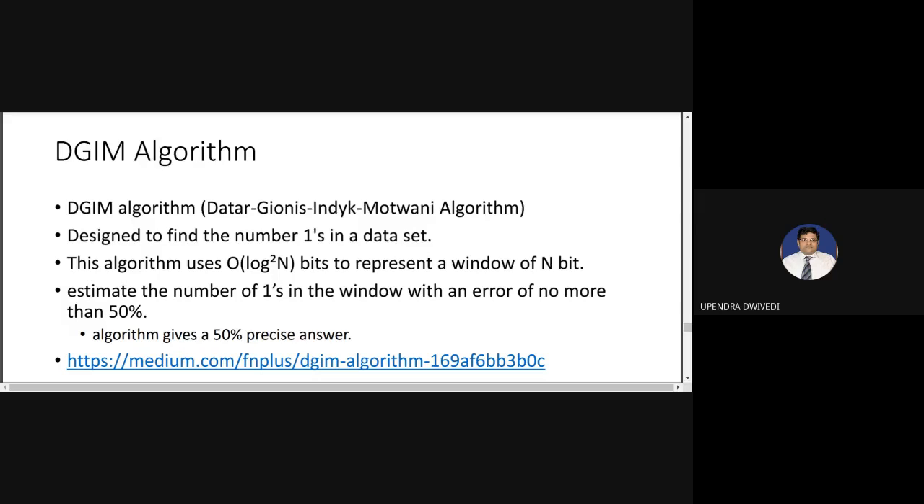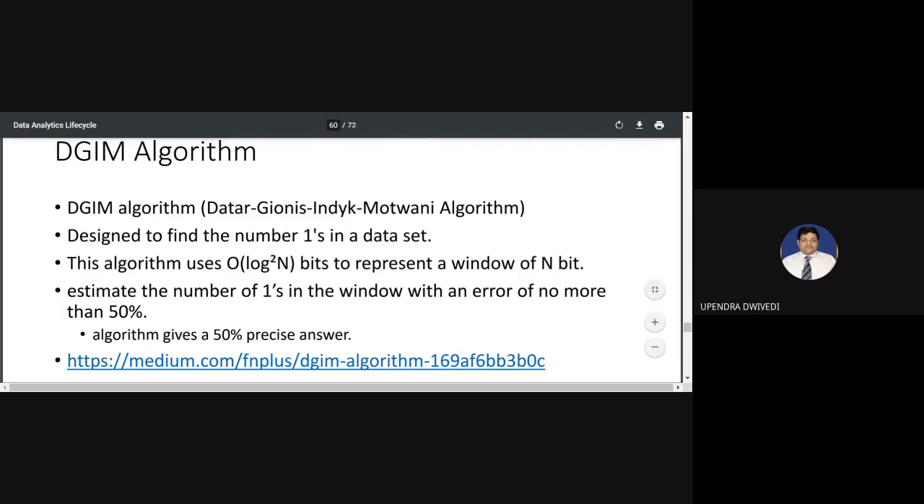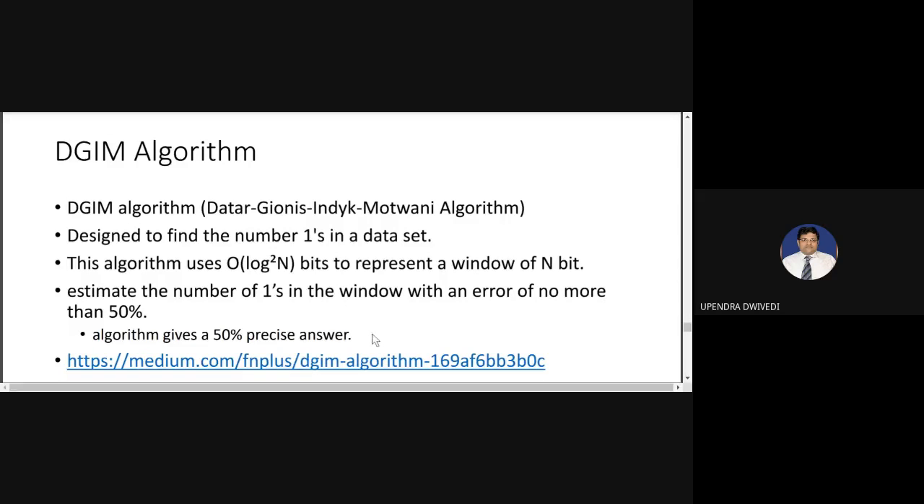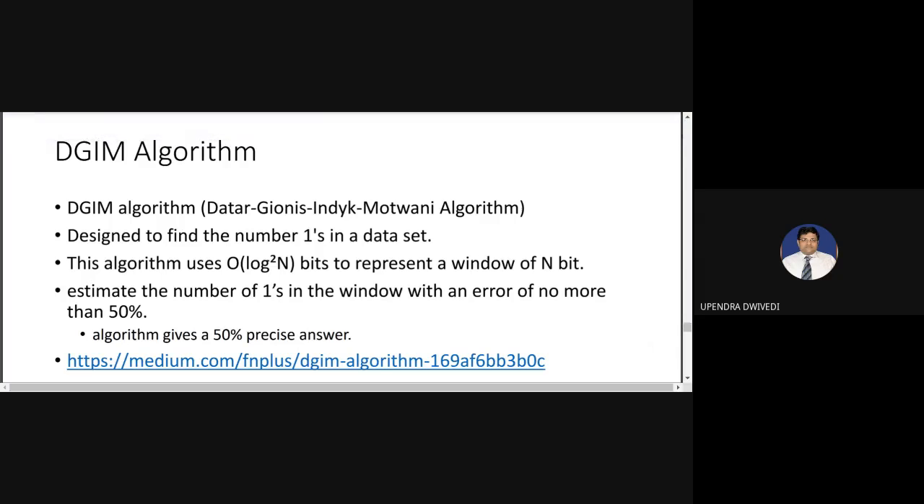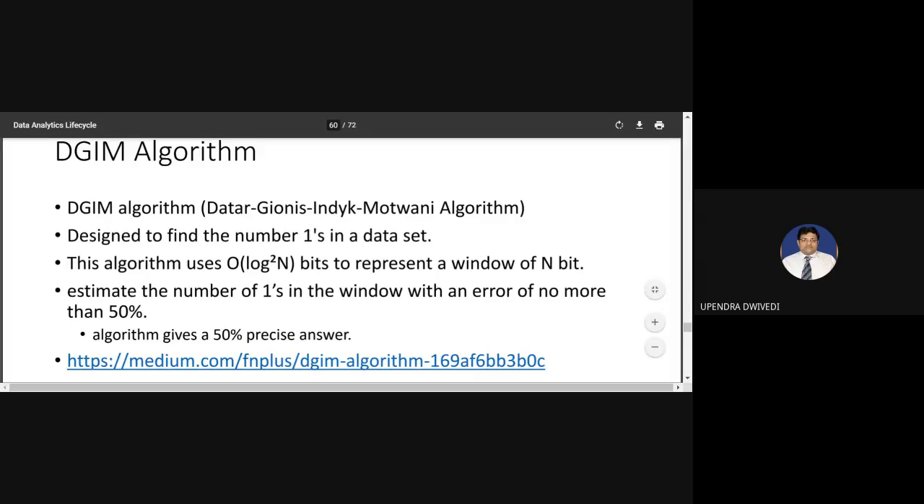The DGIM algorithm was given by Datar, Gionis, Indyk and Motwani. It is designed to find the number of ones in a data set. It uses O(log² n) bits to represent a window of n bits. It gives a 50% precise answer. So if you are calculating the number of ones for a data stream, the DGIM algorithm gives an answer with error of no more than 50%.